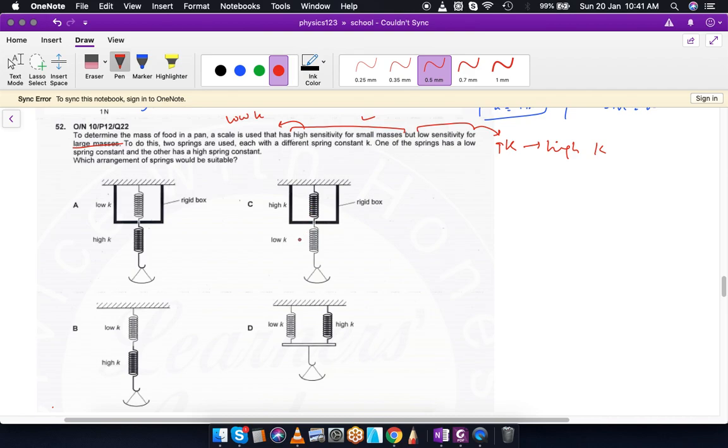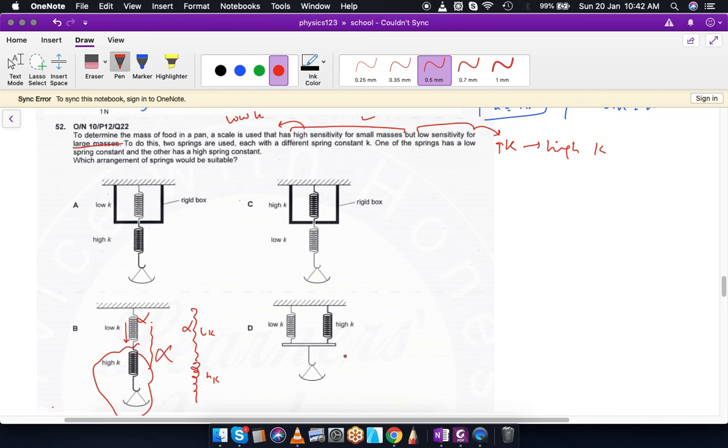So now, if we use this system, it might just work. But the fact is, if you put a lot of load on it, this is going to bear it, but this is not going to bear it, and maybe it will extend a lot, which will again show a different value. So I don't think it's appropriate. And then this is low k and this is high k. So I think this is not proper, because if you put a lot of load, it might just cross its limit of proportionality and give you wrong values.